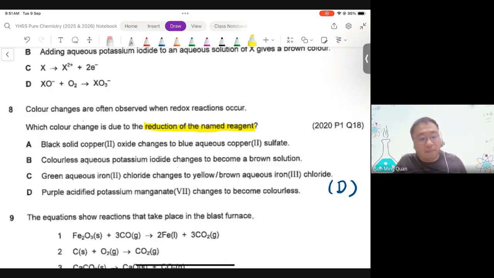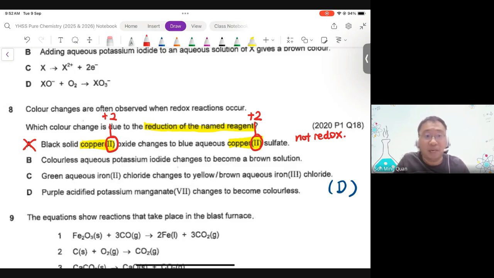Why? Look at part A. Black solid copper 2 oxide changes to blue aqueous copper 2 sulfate. Excuse me. It's copper 2, copper 2. The 2 here means copper oxidation state is +2. So if copper has an oxidation state of +2 in both the reactant and product, this is not redox probably, because the oxidation state remained at +2 for copper. So A is definitely out. So the only debate here is between B and D.